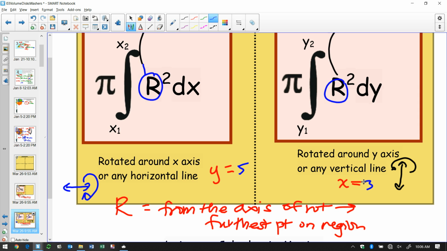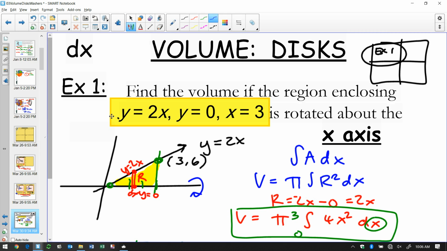Okay, and the final thing that you need to make a note of is what r is. R is always defined as from the axis of rotation through the region to the furthest point on the region. That is really nice today, but tomorrow this will really help you out. This R, the definition of this R. All right, let's go ahead and get started.